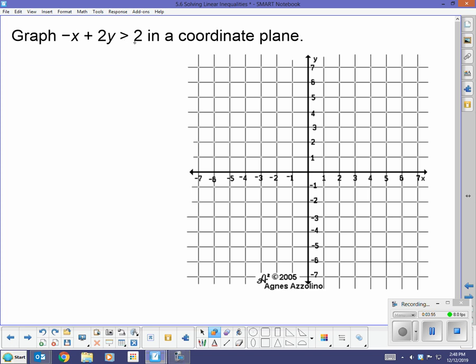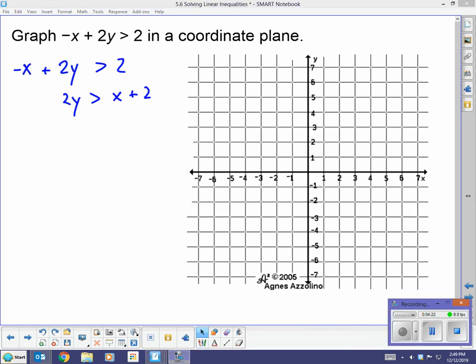We have this example here. -x plus 2y is greater than 2. Now this one doesn't have the little equals bar under it. What is this going to look like? Well, I think the first thing I want to do here is solve this for y. Essentially, I want to put it into slope-intercept form. So 2y, I'm going to add x to both sides, is greater than x plus 2. Dividing everything by 2 will get me y is greater than 1/2 x plus 1.